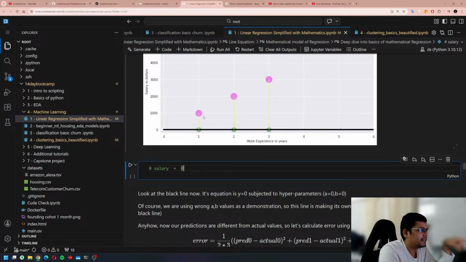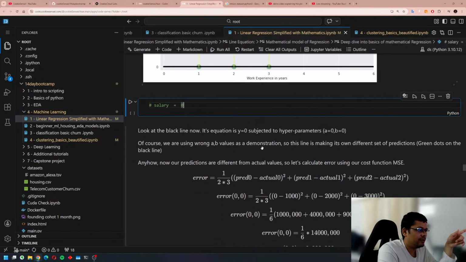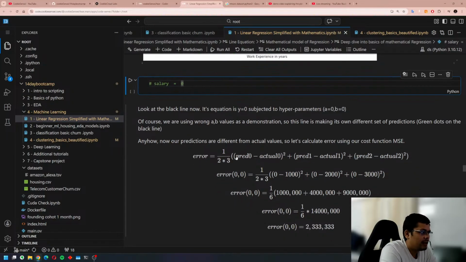So take a look. In this case, the first error is 1000, and 1000 squared will become the first error squared. The second error is 2000, so the second error squared would become 2000 squared. The third error is 3000, so the third error squared will become 3000 squared. So that's what we are doing over here.